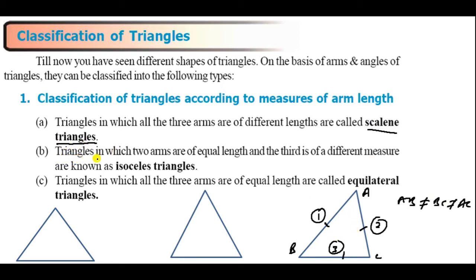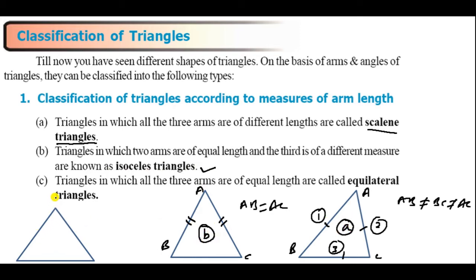Now come to the triangle in which two arms are equal. In this figure, it is two arms. This one and this one are equal. That means A, B, C. In this triangle, AB is equal to AC. A triangle in which two arms are of equal length and the third is of a different measure is known as an isosceles triangle. This is an isosceles triangle. This one is an isosceles triangle. It is your A triangle. It is your B triangle.